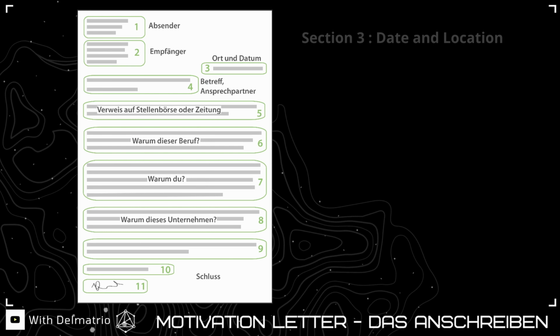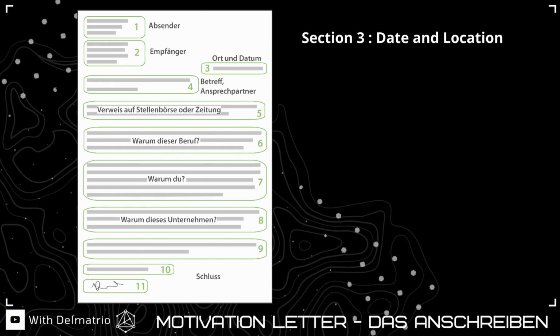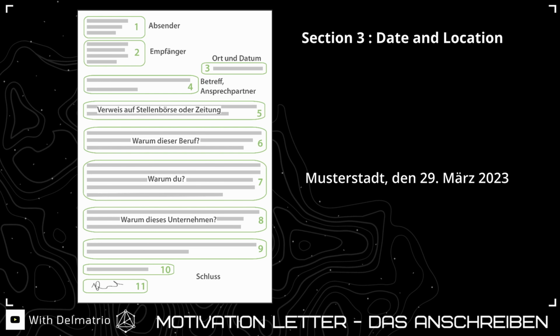The next section is Ort und Datum. This section is where you provide the date and location of your letter. It should be located on the right hand side of your letter, and here is an example of what to write in German. You write the city, Muster Stadt, and then you put the date of the day you're sending this letter.